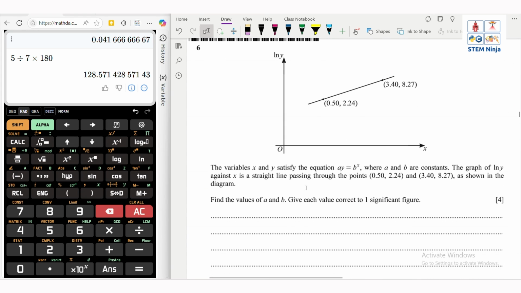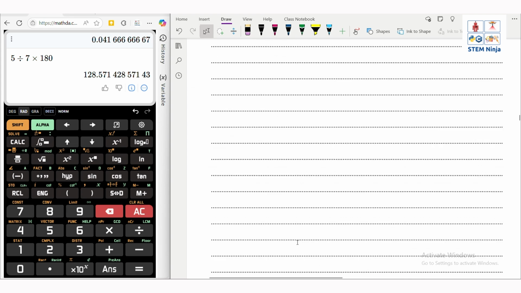The variables x and y satisfy the equation ay equals to b raised to power x, where a and b are constants. The graph of ln y against x is a straight line passing through the points as shown in the diagram. Find the values of a and b. All right.